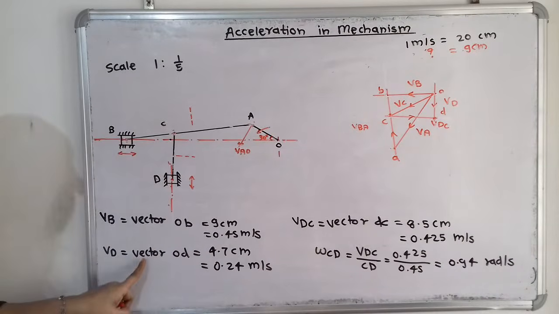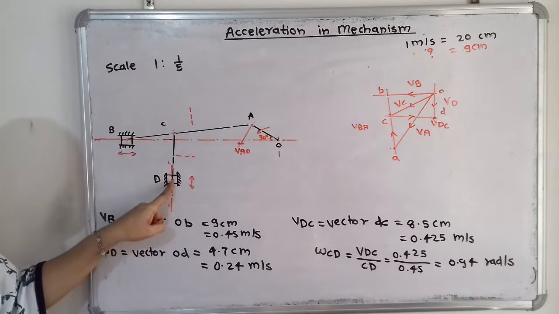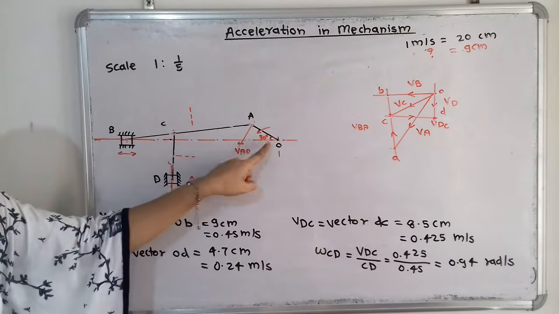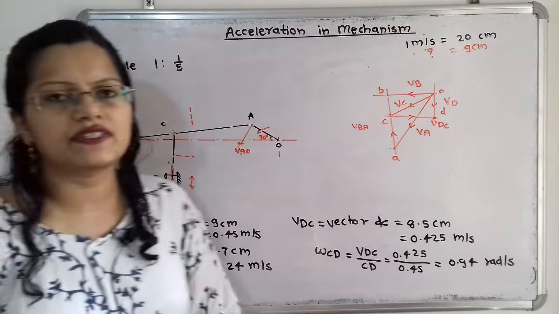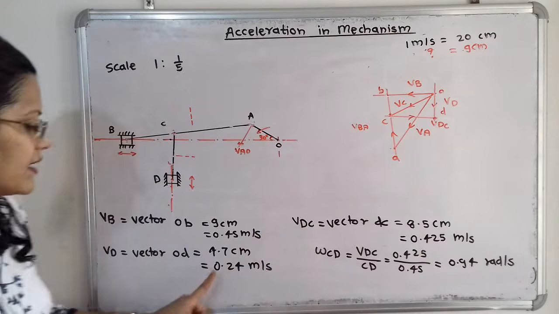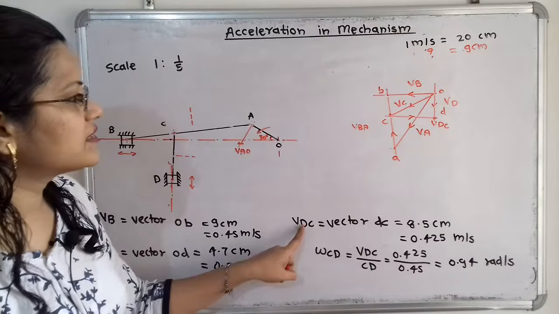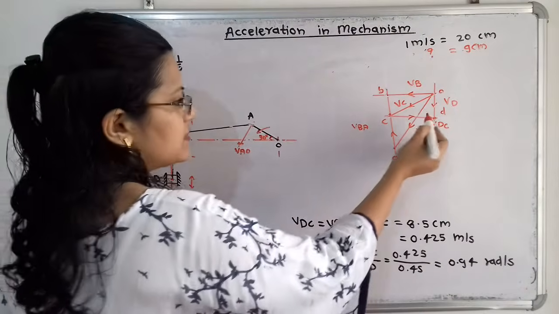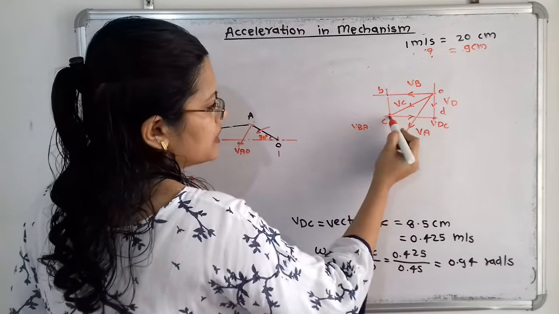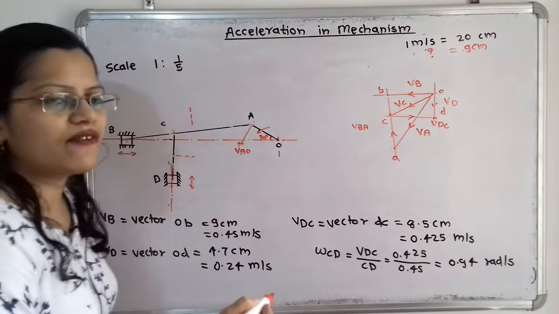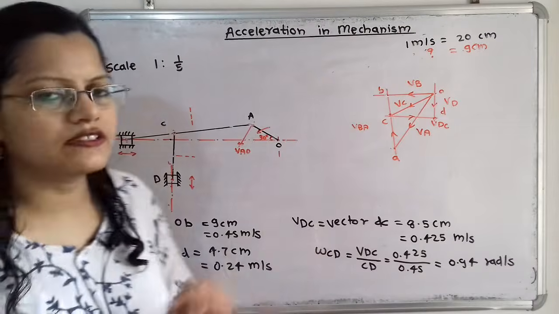Then the next is the velocity at this point D, that is the slider at the point D. Again we have to measure the length of this vector O to D. So what is the length? That is 4.7 centimeter. Again with this scale it is 0.24 meter per second. Then again the velocity of D with respect to C. For this we have to measure this vector D to C. Its length is 8.5 centimeter. So with this scale it is 0.425 meter per second, that is the velocity.